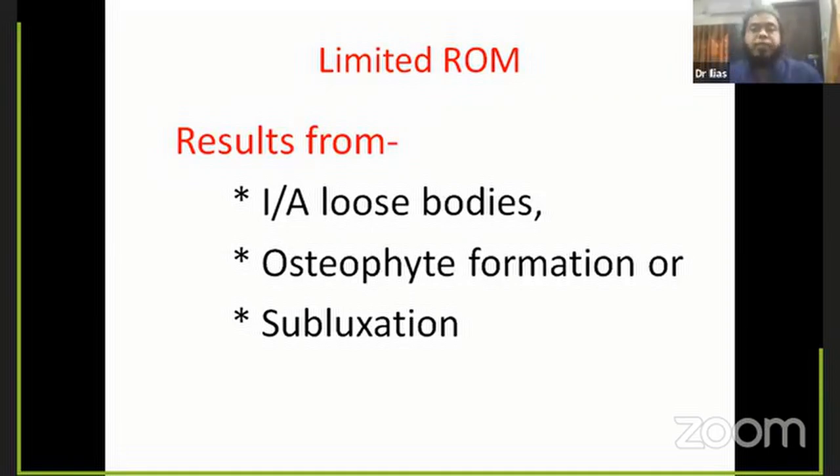Whenever the patient has joint pain along with limited range of motion, we will count three things. Number one is intra-articular loose bodies, that could be associated with some kind of labrum formation or some kind of bony island within the joint. That will result in limited range of motion. And sometimes we will get limited range of motion due to osteophytic formation, and sometimes due to subluxation or dislocation. Mind it. Okay. I will show some pictures of this.